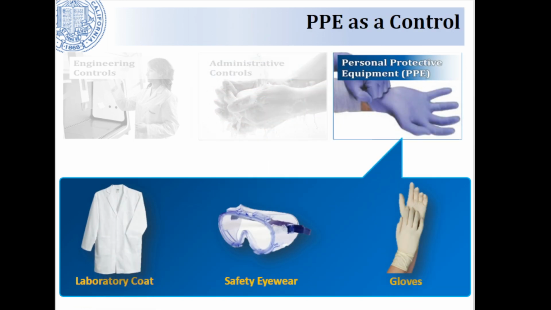General work clothes or street clothes are not sufficient to protect against hazards and are not considered adequate personal protective equipment. The minimum required attire to enter a laboratory includes wearing long pants that cover the entire leg and closed-toed and closed-heel shoes. Minimum personal protective equipment when working with BBPs include a barrier laboratory coat, safety eyewear such as goggles, glasses, or face shields, and gloves.